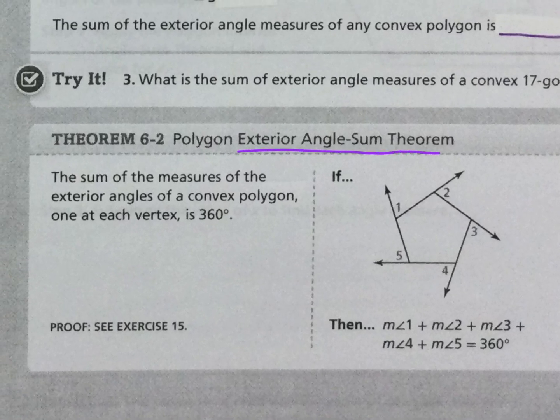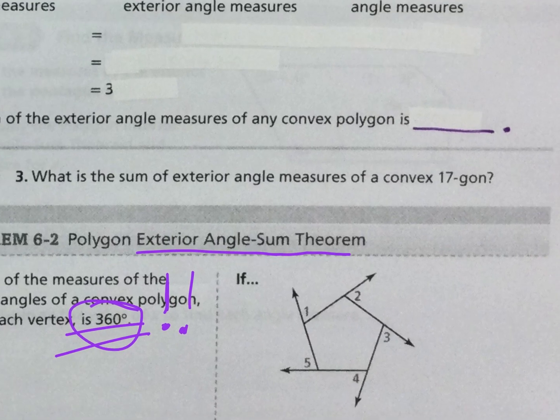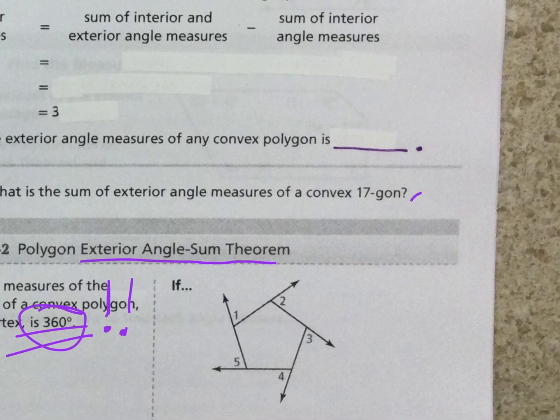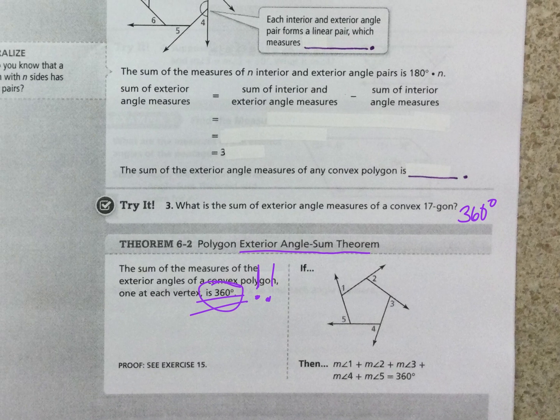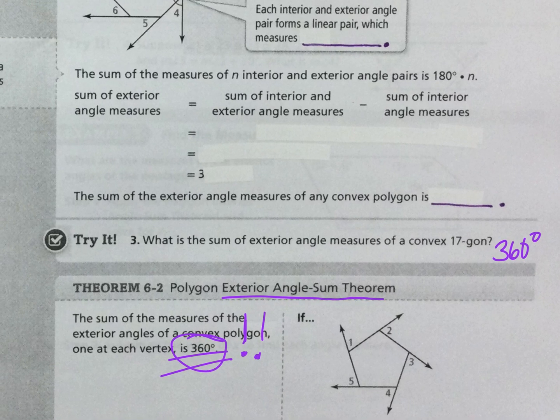Exterior angle sum. I don't care what kind of shape, how many sides it has, all the exterior angles of every single shape add up to be 360 degrees, okay? So what is the sum of the exterior angles of a 17-gon? 360 degrees, okay? Always 360 degrees. The sum of the exterior angles of any polygon is 360 degrees.